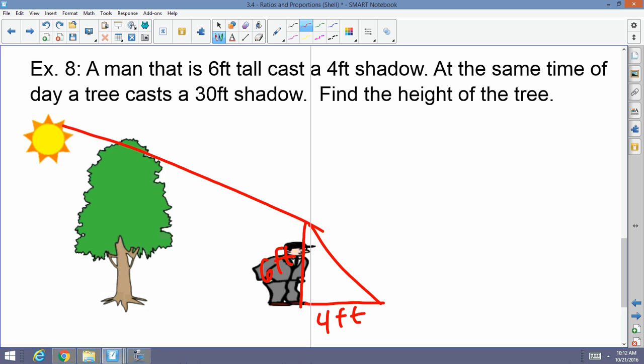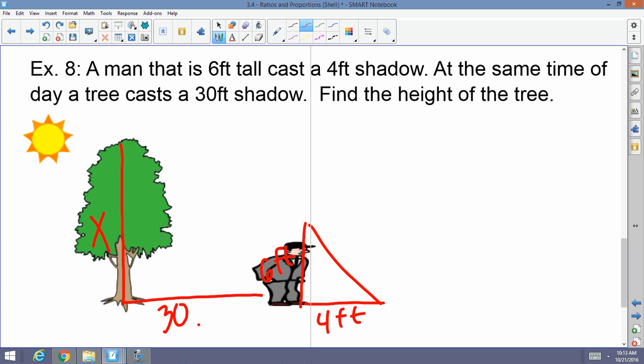You with me? Okay. Now, I want to find the height of the tree. Well, at the same time of the day, the tree has a height. Do we know the height? What do we call something we don't know the height for? Oh, yeah. And now, what's the shadow of the tree, though? 30 feet. Guess what, guys? I just created 2 similar triangles. And now, how do you think we're going to solve this?